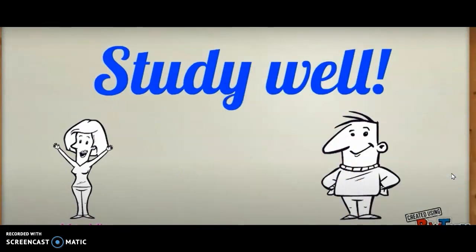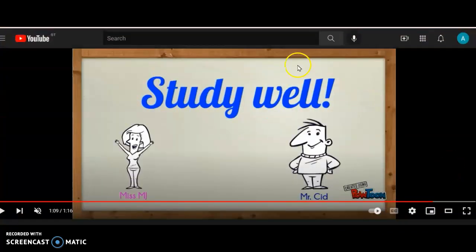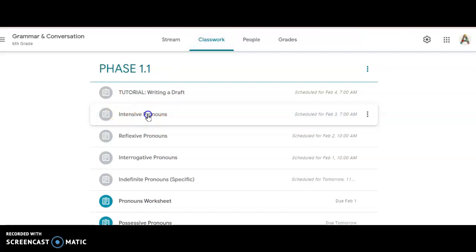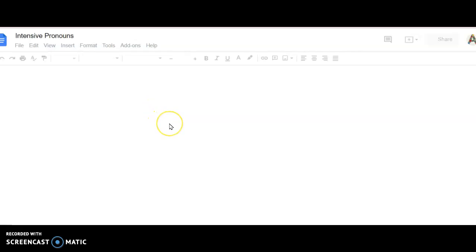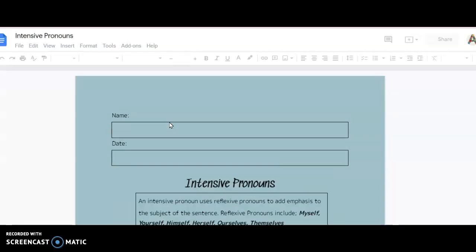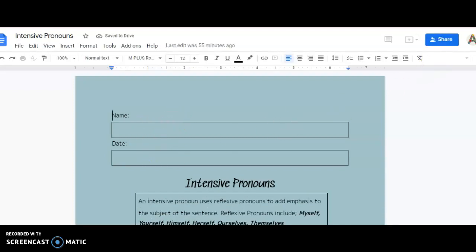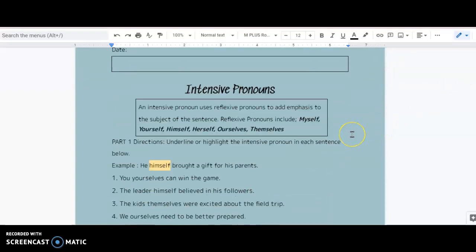Okay, now it's time to study well. It's time to practice. What you're going to do is go to classroom and open the worksheet for today. You know we have been working on many worksheets lately, so this is going to be individual. Write your name and the date, and it says intensive pronouns.